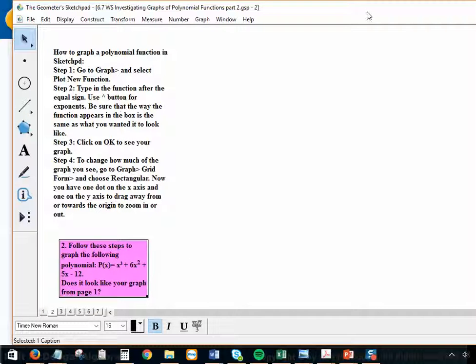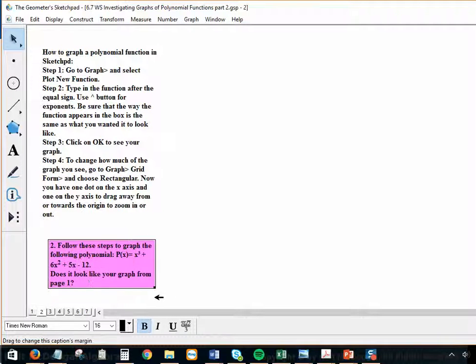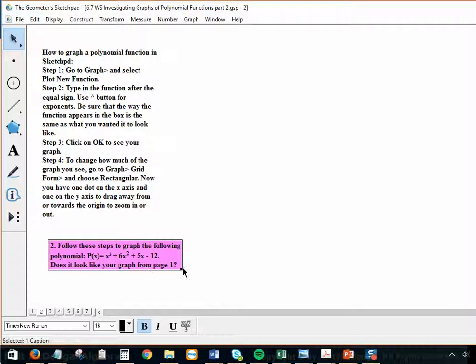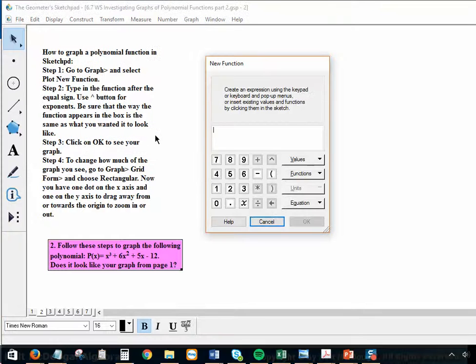All right, let's look at graphing using the Sketchpad tools. So we're going to graph p of x equals x cubed plus 6x squared plus 5x minus 12. This is actually the same graph from number 1, but we're going to use technology this time. So you'd go to graph, plot new function, and we're going to type in everything after the equal sign. For the cubed, you use this little button here. So x cubed plus 6x squared. And for squared, you use that again. Plus 5x.